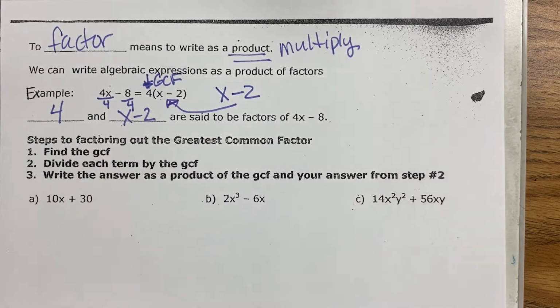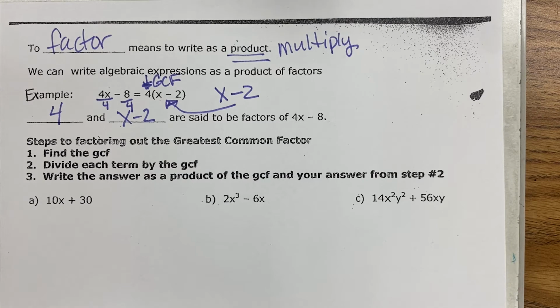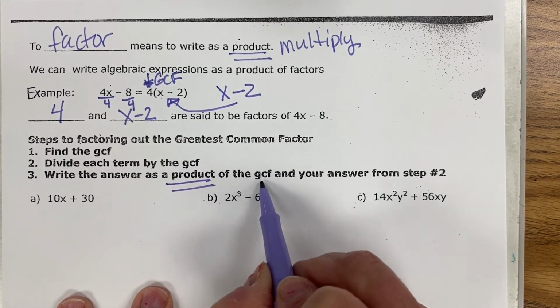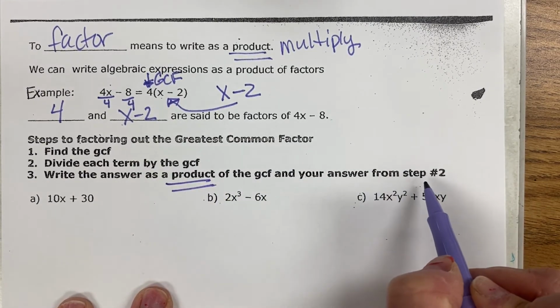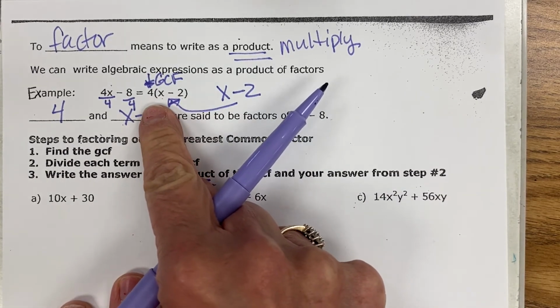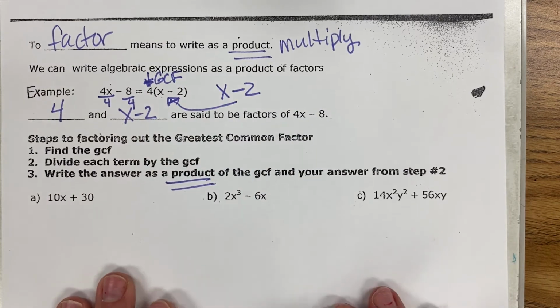All right, so the steps to factoring out the greatest common factor. Step 1 is we're going to find the GCF. Step 2, we're going to divide each term by the GCF. Step 3, we're going to write the answer as a product of the GCF and your answer from step 2. Remember, the number outside of the parentheses is the GCF.